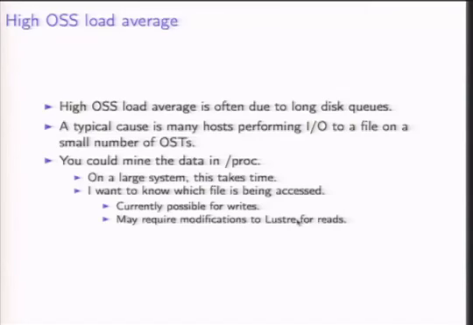We found it's typically due to long disk queues. There certainly are other causes. And the long disk queues are usually caused by many hosts performing I/O to a file that's on 1 or a small number of OSTs. And again, remember I said that on our file systems we have a default stripe count of 1, so this is actually a pretty common problem in our system, and maybe a good reason to change that stripe count to something higher. Now, you can mine the data in proc to find out the source of the offending I/O.